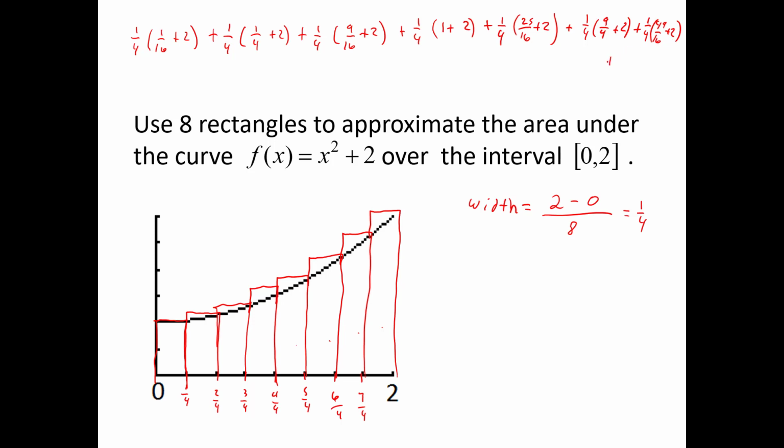And finally, the last one goes from 7/4 to 2. The width is a quarter. And the height is, you put in the 2 and you get 4 plus 2 is 6. And there you go. Now we simply plug that into the calculator to figure out our approximate area. And we punch that into the calculator, and we end up with 6.4375.